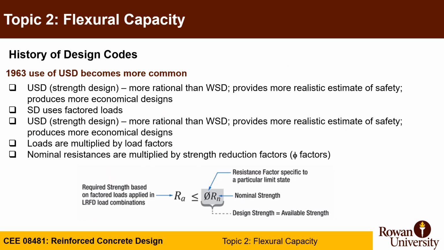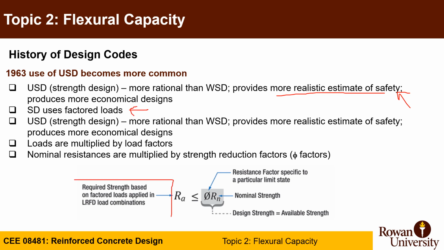From 1963 and moving forward, USD, strength design, started to gain attention. It's more rational than working load and provides a more realistic estimation of safety. You design where the steel yields and the concrete approaches f'c, so you can predict what type of failure you can have: brittle failure as the concrete crushes, or steel yielding with multiple cracks.